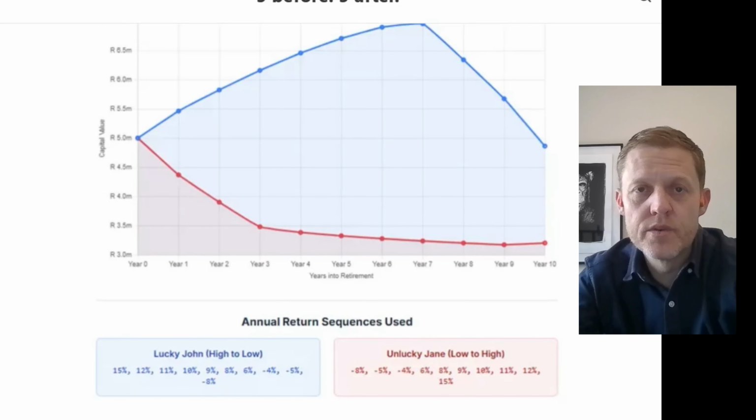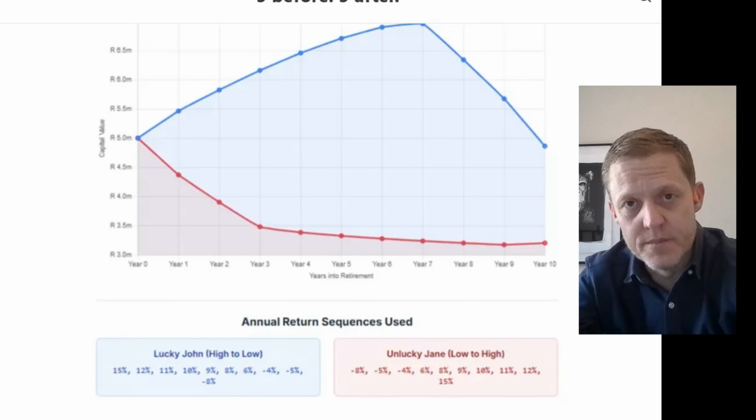The higher the withdrawal that you take, the worse you make this problem. So someone taking 7% as an example will be in a much worse situation when they experience negative returns than someone taking only 4% as an example. So that's your first strategy: try to keep those withdrawals manageable. The second strategy is to be flexible.